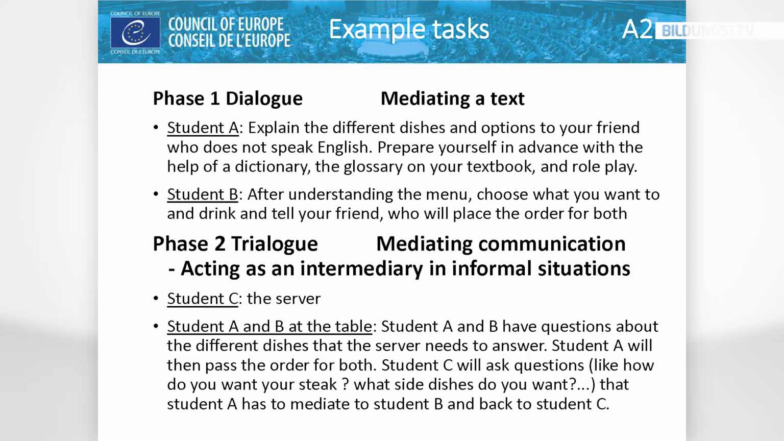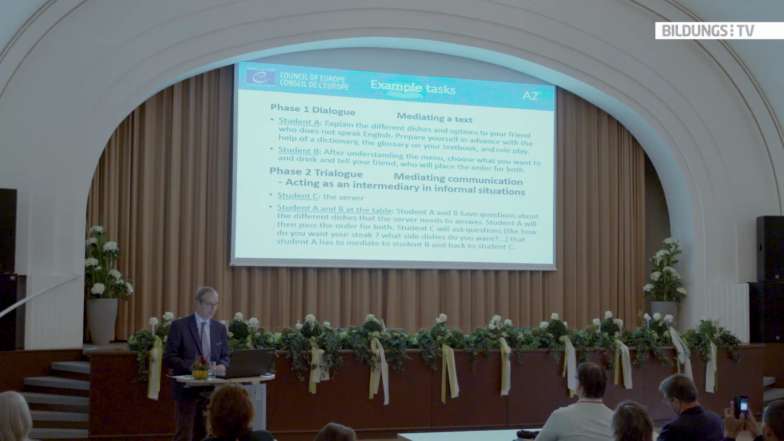So student A: explain the different dishes and options to your friend who does not speak English or French. Prepare yourself in advance with the help of a dictionary and the glossary in your textbook, and then role play. Student B, after understanding the menu, choose what you want to drink and tell your friend who'll place the order for both. And then along comes the server, another student role-playing the server, and students A and B have questions about the different dishes that the server needs to answer.